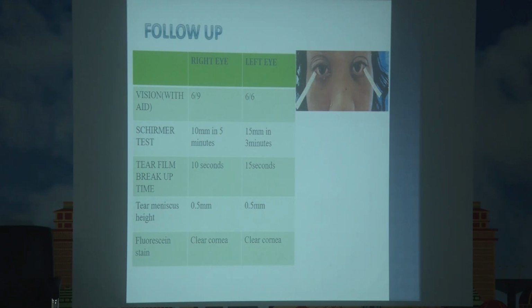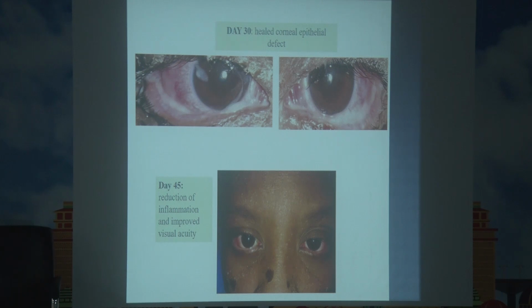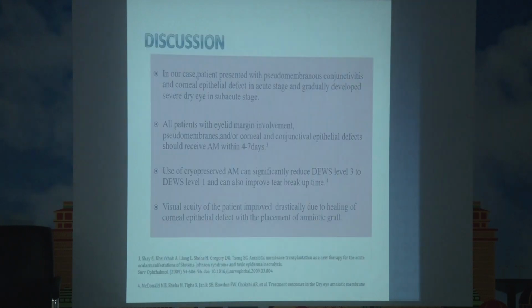On follow-up, the patient's right eye vision with aid improved to 6/9, and for the left eye it was 6/6. Schirmer test gradually improved to 10 millimeter in 5 minutes for the right eye, while for the left eye it was normal. Tear breakup time was 10 seconds for the right eye and 15 seconds for the left eye. Tear meniscus height was 0.5 millimeter, and there was a clear cornea on fluorescein stain. Day 30, there was a healed corneal epithelial defect. Day 45, there was reduction of inflammation and improved visual acuity.